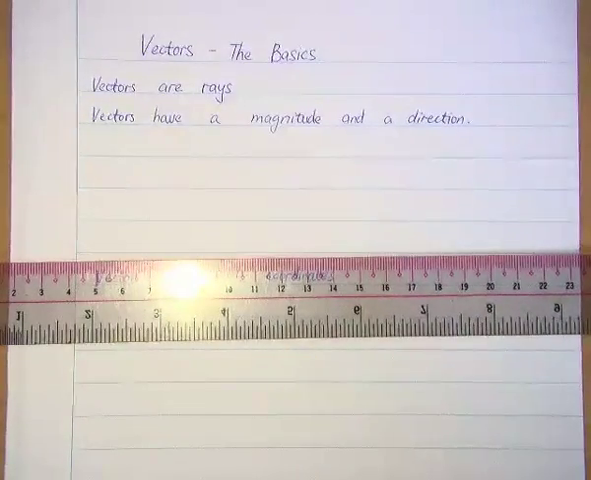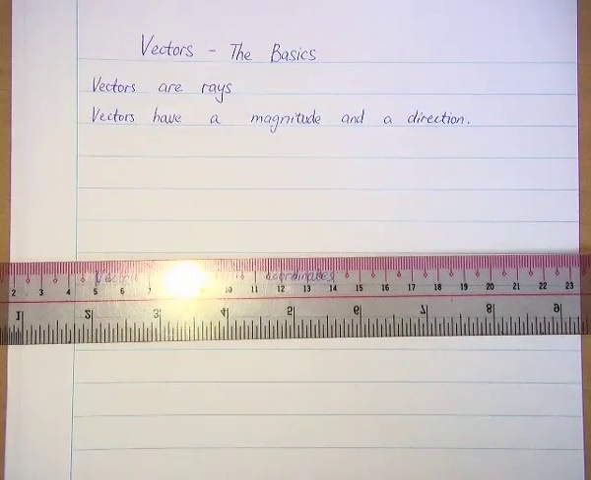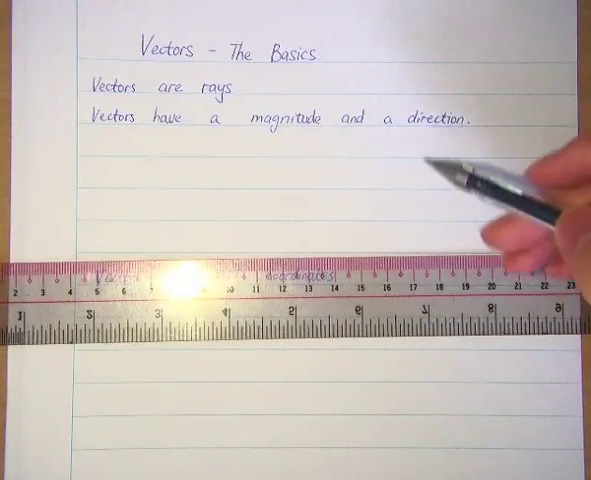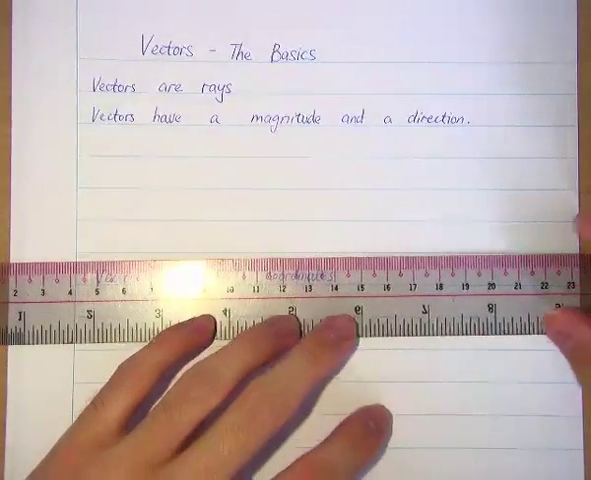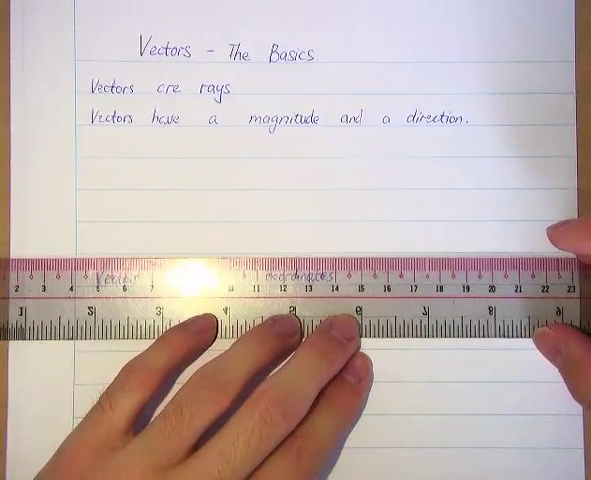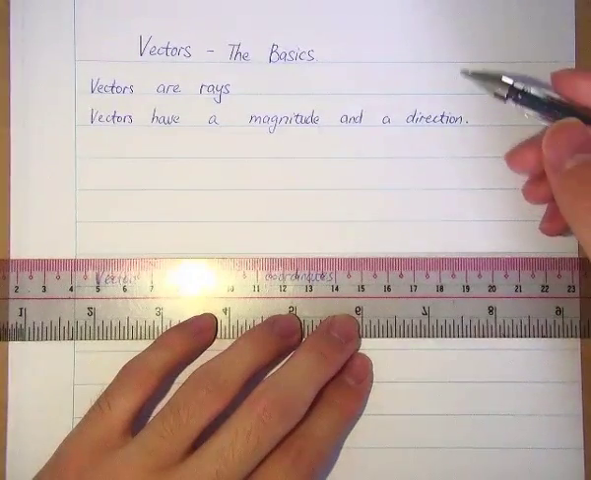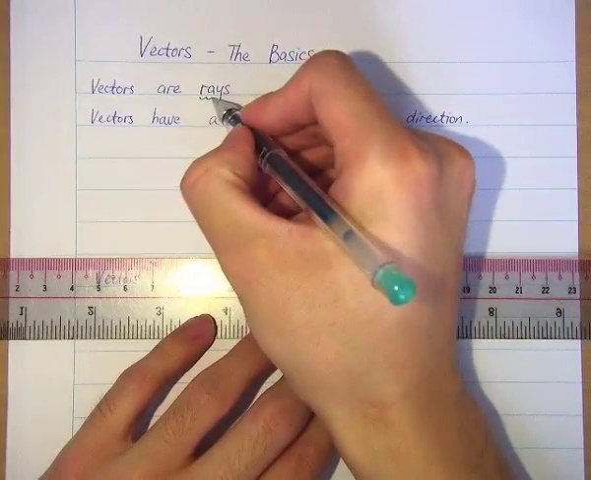Welcome. In this video, I'll be discussing the basics of vectors, in particular what they are, what they're not, and how they can be applied to the complex number plane in the Extension 2 Mathematics course. So firstly, vectors are rays.